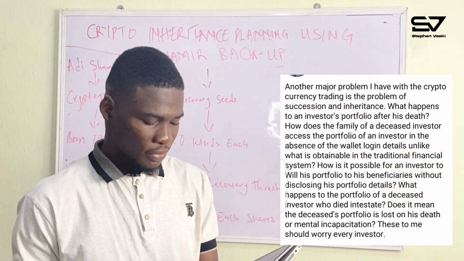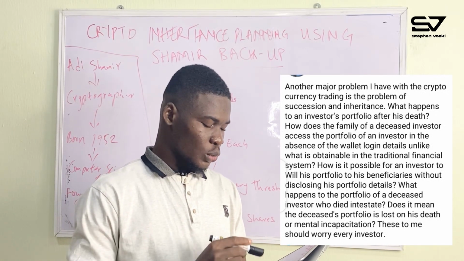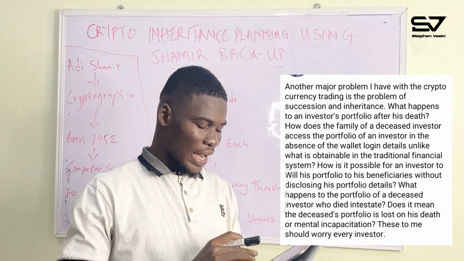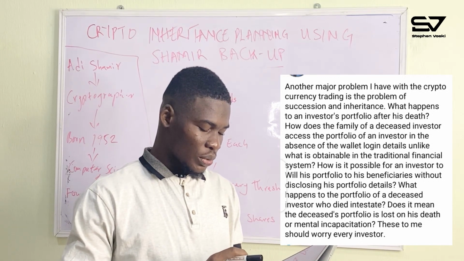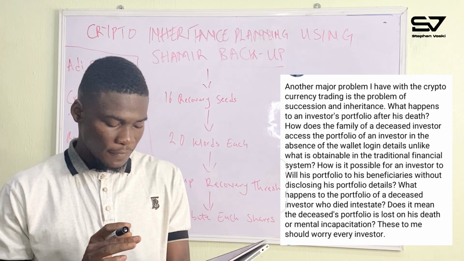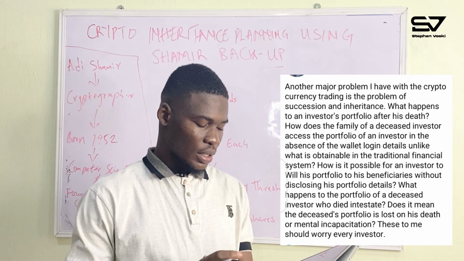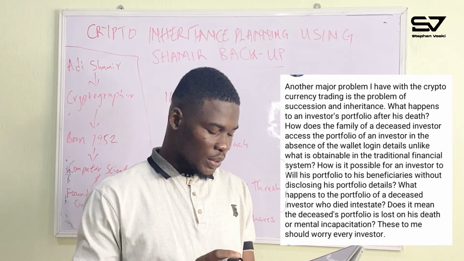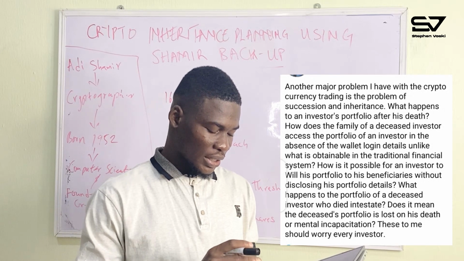Another major problem I have with cryptocurrency trading is the problem of succession and inheritance. What happens to an investor's portfolio after his death? How does the family of the deceased investor access the portfolio in the absence of the wallet login details, unlike what is obtainable in the traditional financial system? How is it possible for an investor to will his portfolio to his beneficiary without disclosing his portfolio details? What happens to the portfolio of a deceased investor who died intestate? Does it mean the deceased portfolio is lost on his death or mental incapacitation?